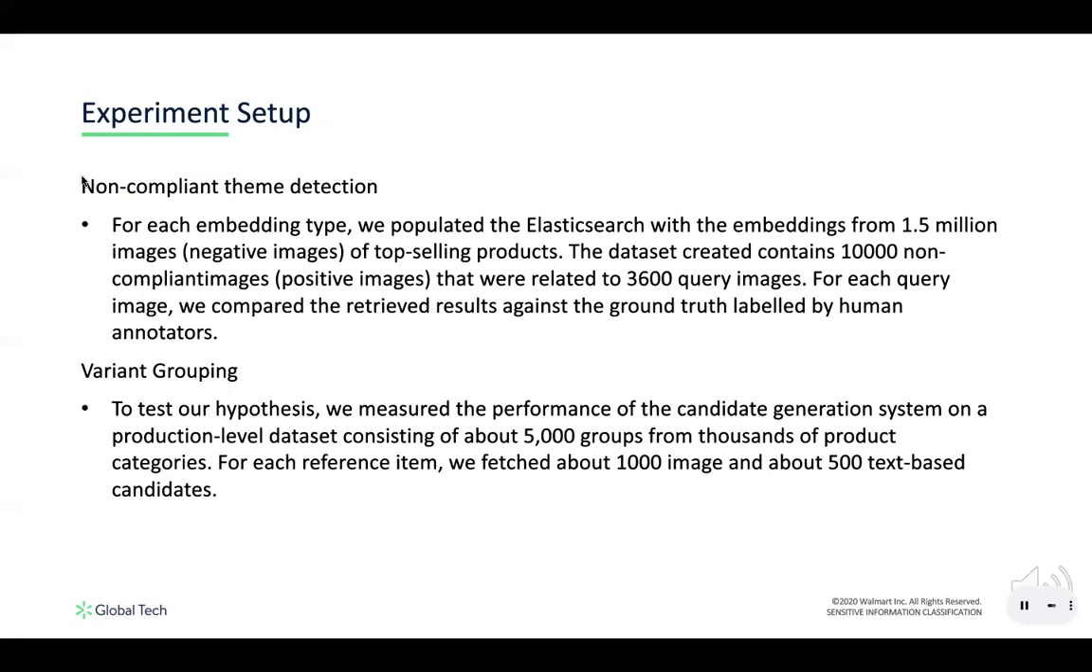In the case of the variant grouping experiment, to test our hypothesis, we measured the performance of the candidate generation system on a production level dataset consisting of about 5,000 groups from thousands of product categories. For each reference item, we fetched about 1,000 images and about 500 text-based candidates.